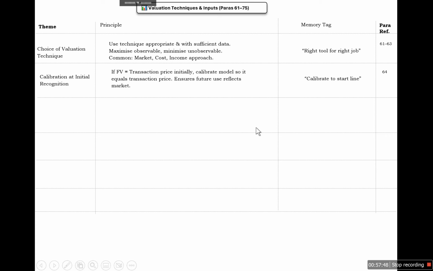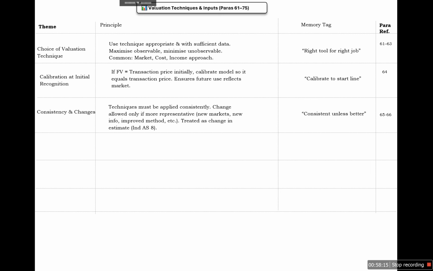And calibration at initial recognition: if fair value is equal to the transaction price initially, we calibrate the model so that it equals the transaction price. If calibration is required to arrive at the correct fair value, we need to do it. And there should be consistency. The technique that we have used to measure the fair value must be applied consistently, unless a change results in a measurement that is more representative, and it will be treated as a change in estimate as per Ind AS 8.